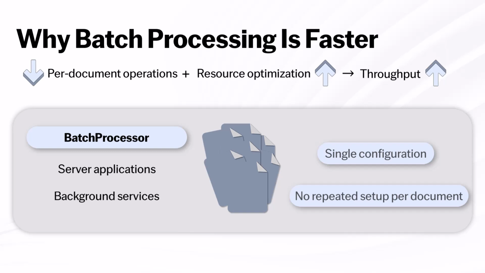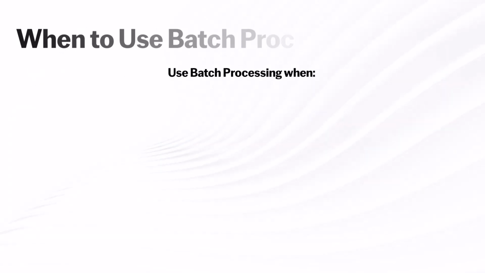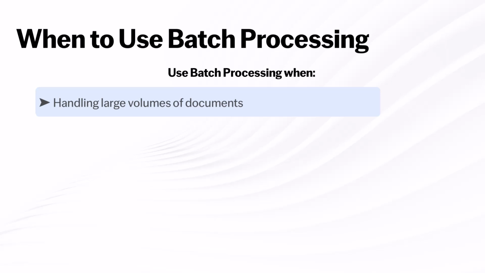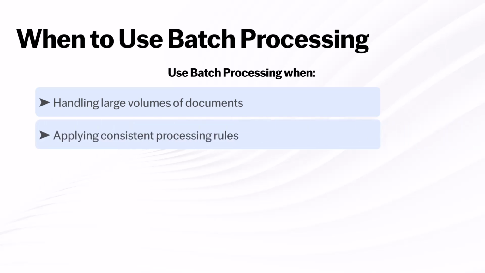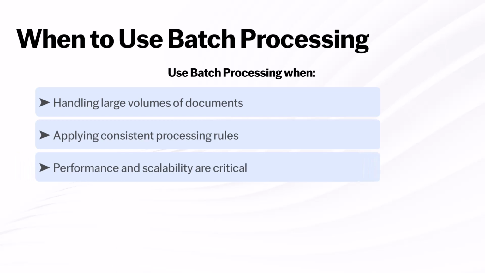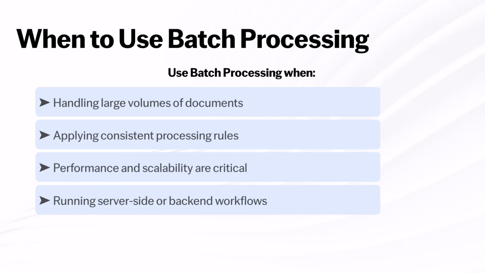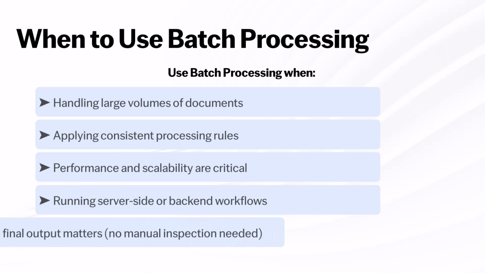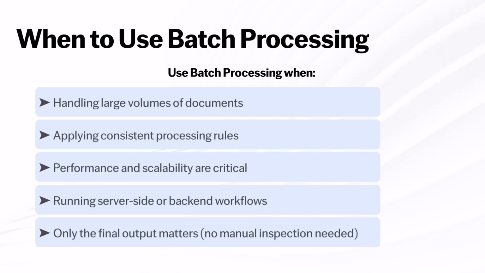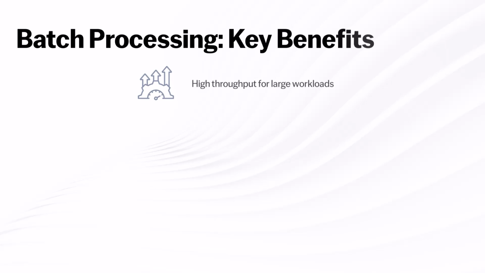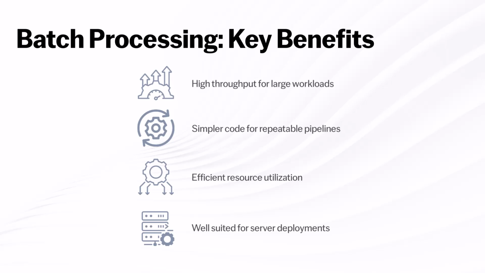When all documents share the same recognition settings, export format, and workflow, batch processing avoids the need to repeat setup code for each file. Use batch processing when you're handling large numbers of one-page documents under the same, consistent processing rules. It's the best option when performance and scalability are essential, especially in server-side or backend workflows. Choose it when you don't need to manually inspect or modify document structure and only care about producing the final output. The benefits include higher throughput for large workloads, simpler code for repeatable pipelines, and efficient resource use.